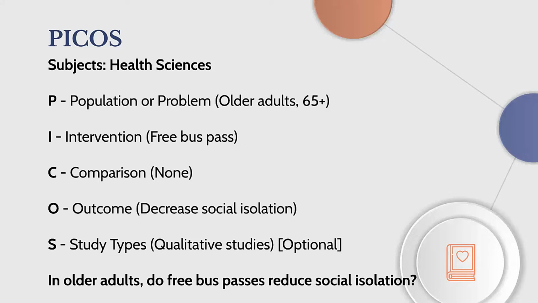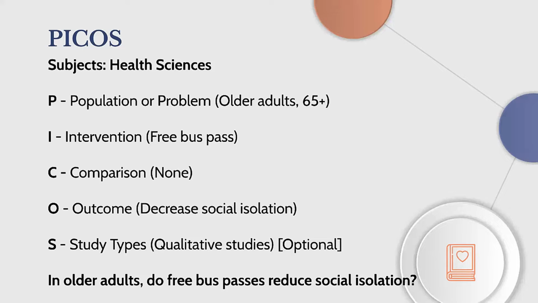So the letters stand for the different concepts within your question. For PICO, we have population or problem. So who are you studying or what are you studying? The I is the intervention. C is the comparison. O, outcome. And then in the case of PICOS, where we add the S, we're trying to identify the study types that will help us answer this question.